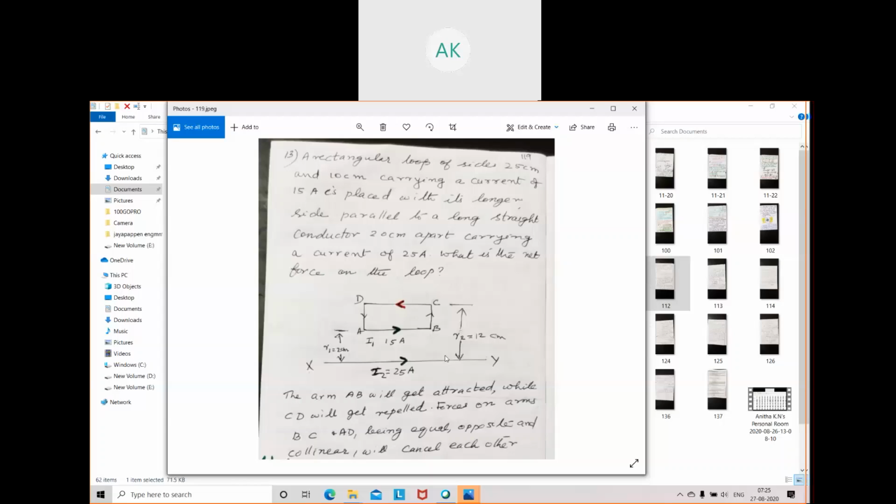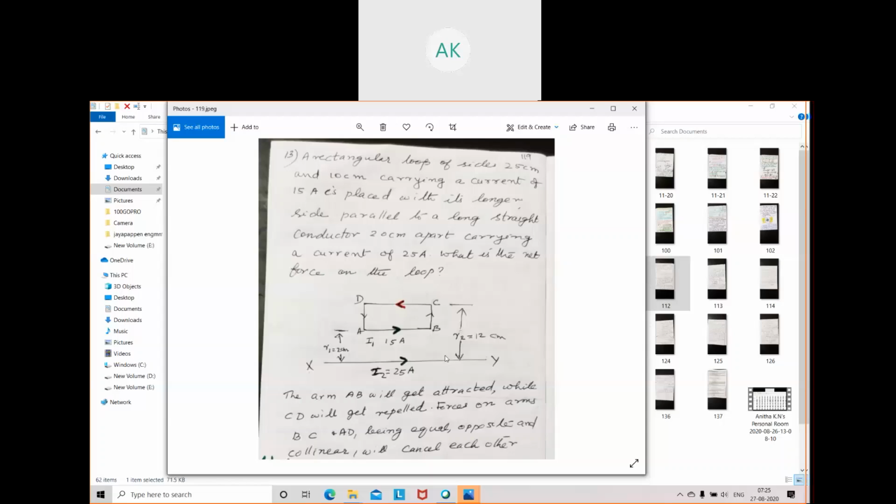Ganesham, what happened to force? Ganesham, are you hearing? Very simple question I asked. Even then you are not answering.